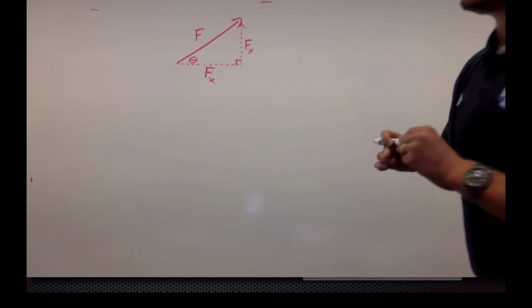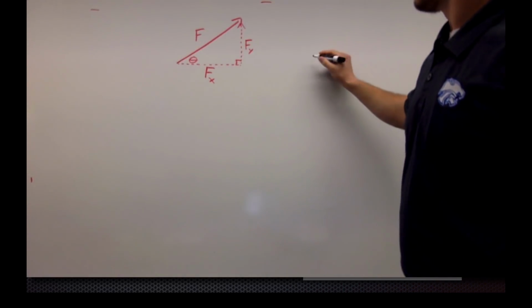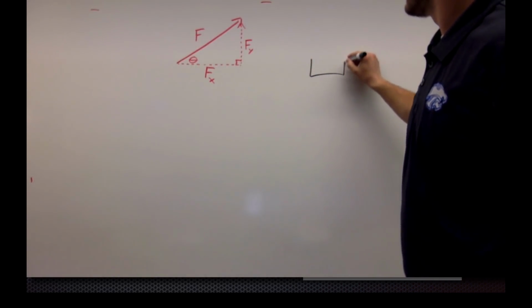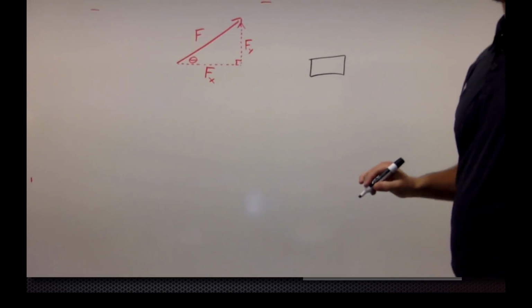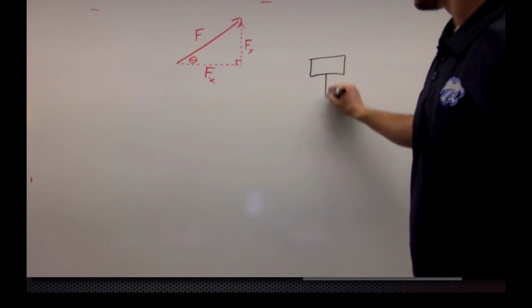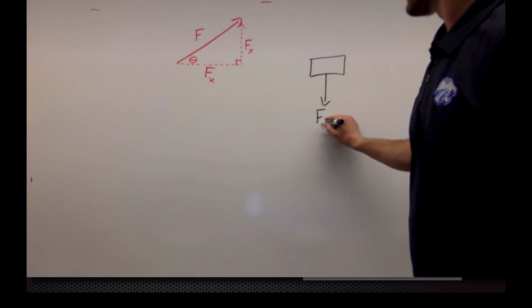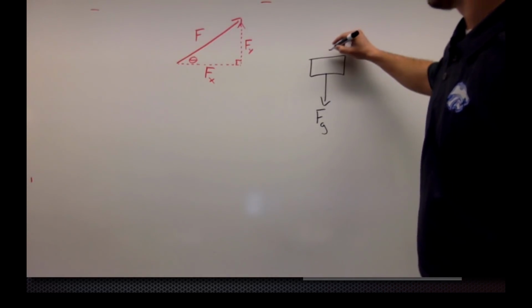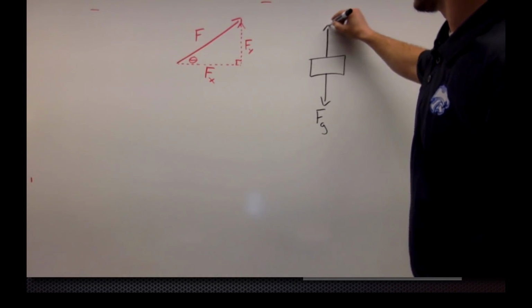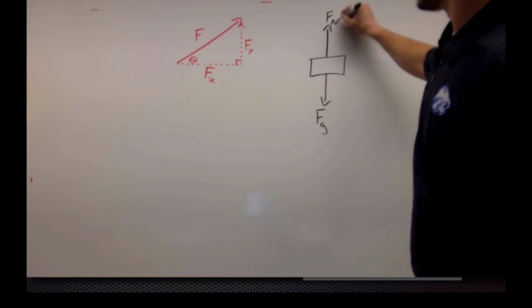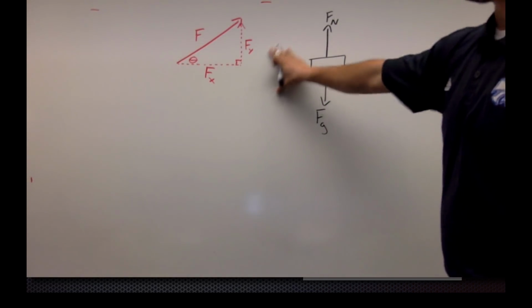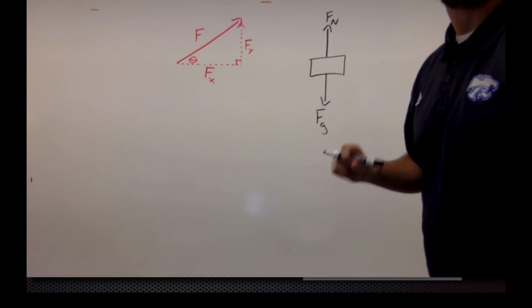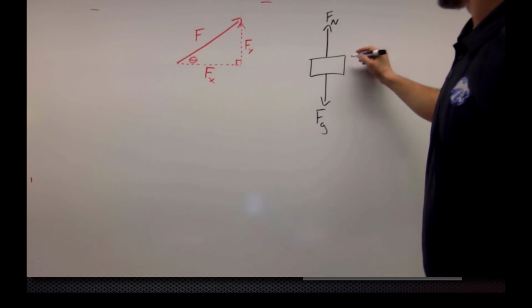If we want to look at a quick example of where we could use this, let's say we have some object right here. Let's say this object has weight, so it's got a force of weight on a surface. So we're going to have a normal force that is equal and opposite. We're going to go ahead and assume no friction for right now.